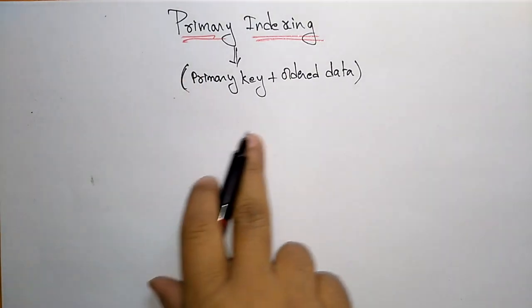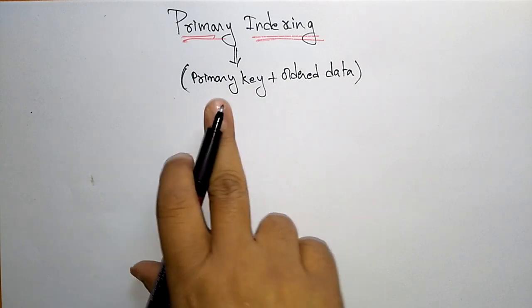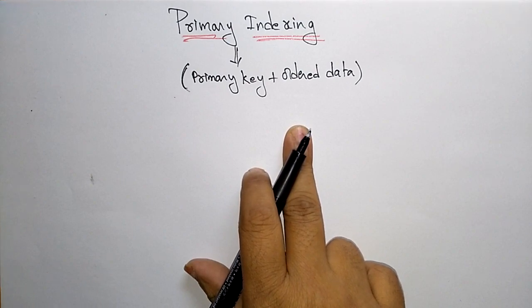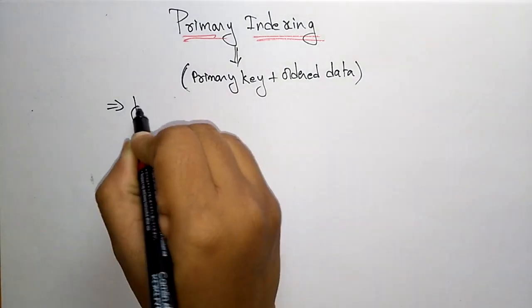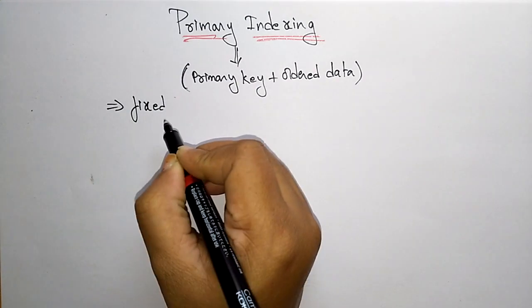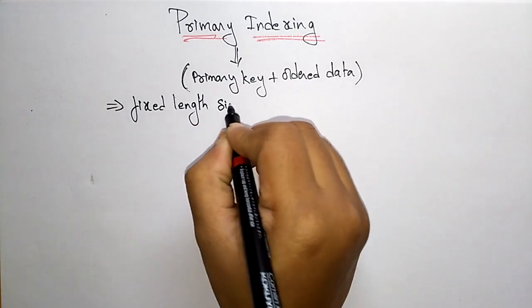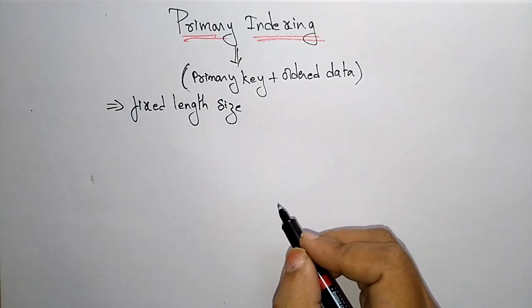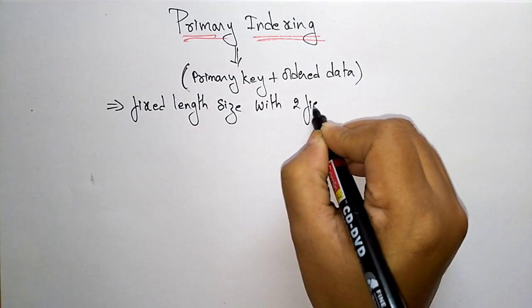In the primary indexing, you have to know the primary key of your database and your table, and whatever data the database is accessing should be ordered. So it is an ordered file whose records are of fixed length. One more point is that it is an ordered file whose records are of fixed length size. All the records present in the table, in the file, should be of fixed length size, with two fields. It is having two fields.